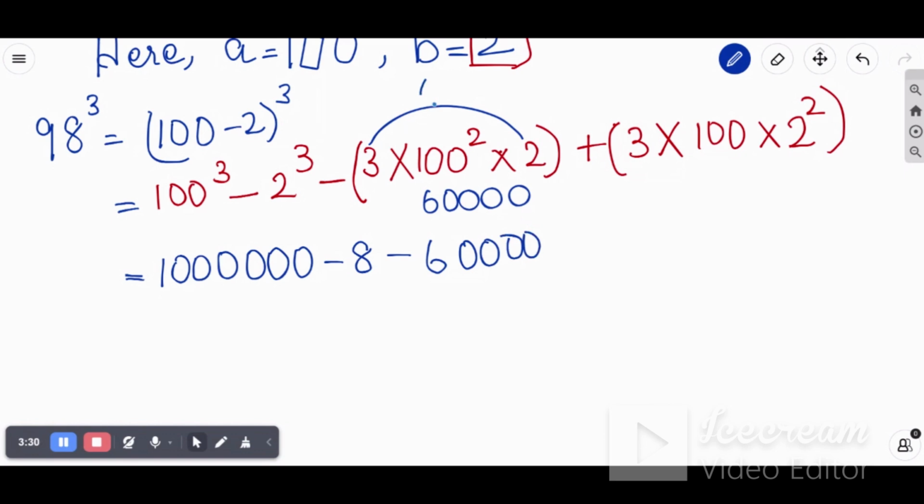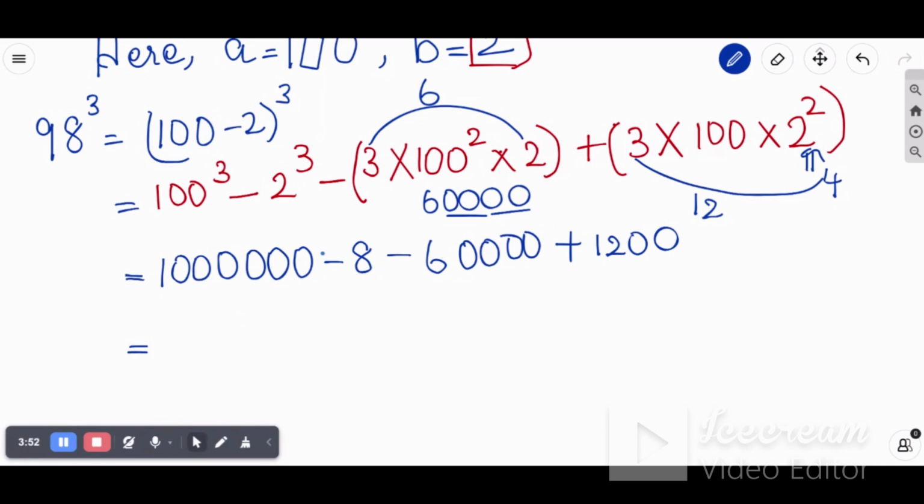Did you understand how we write this? 3 twos are 6 and this is 4 zeros. So 4 zeros and then this. And then put a plus here. Simplify this. What is this? 4. So 3 into 4 is 12. And this 12 into 100 will be 1200. So now you have to simplify this very carefully.